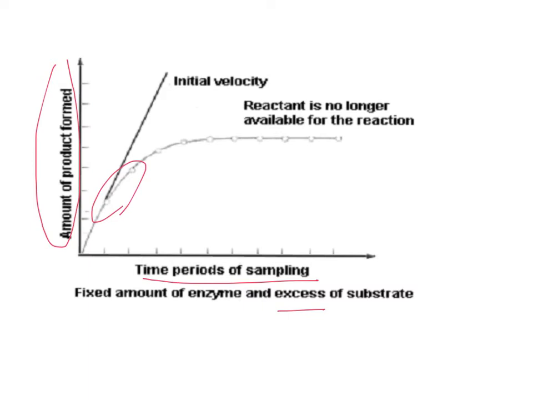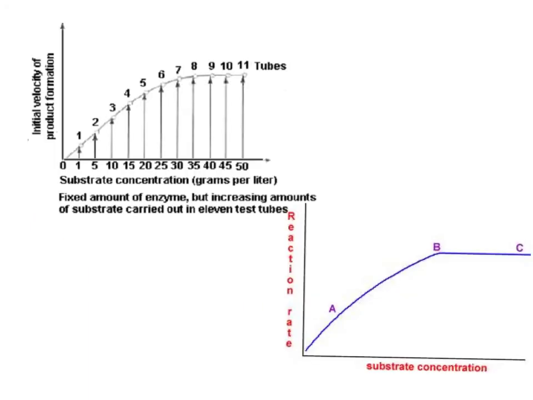I've got plenty of substrate at the beginning. I haven't started breaking anything down or building anything up. I've got plenty of substrate available for the enzyme to work with. So initially, my reaction is always going to happen faster based on simple kinetics. The more substrate I have available, the more likely it is to bump into the enzyme.